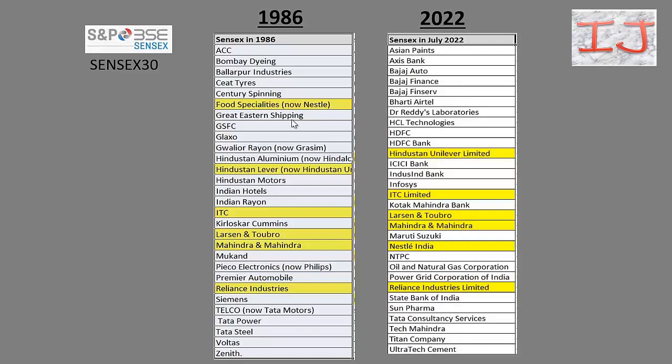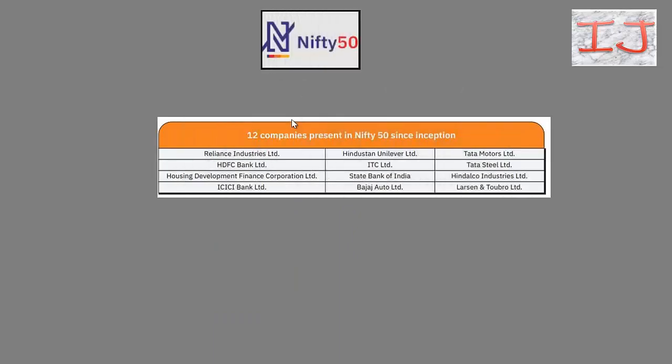It can be observed that only 6 companies continue to be part of Sensex and all other companies have been replaced. Companies that continued, like Reliance Industries, ITC, L&T etc., are highlighted in yellow. Replaced companies were either not performing well or other companies with better performance have taken their place. Similarly, in Nifty 50 only 12 companies continue to be part of Nifty 50 since its inception. Some names are Reliance Industries, HDFC Bank, ICICI etc.